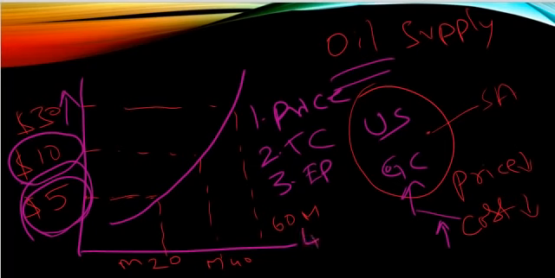Or let's say you have more firms available in the market, so obviously you will get more supply. So this is all about supply and the supply curve.